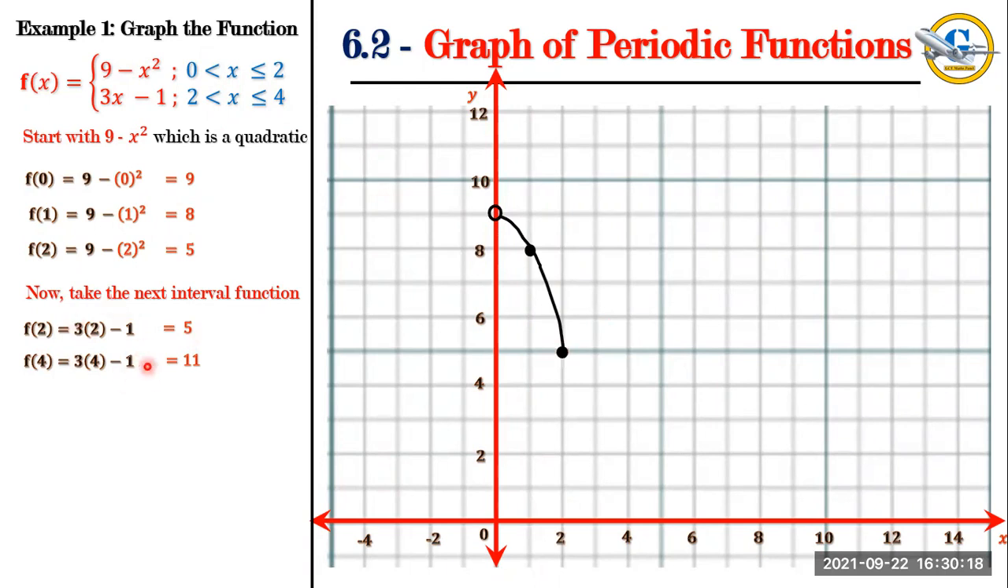Now for this second part of the function, when x equals 2, y equals 5, and when x equals 4, y equals 11. So we just continue, and this second part is a line. So we link this as a straight line. So we have actually sketched the curve of this periodic function.